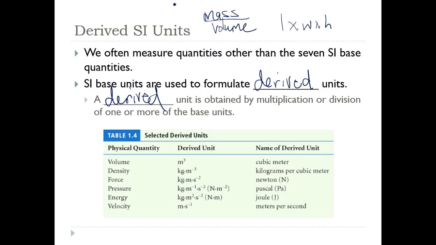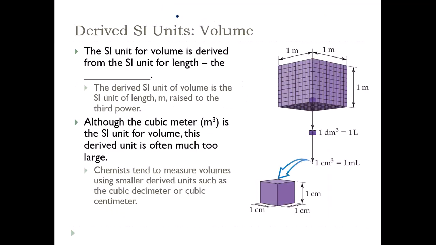So we take the SI unit of mass and the derived SI unit of volume, which we just discussed was the meter cubed, and so forth. So all of these are derived SI units. Using the base units, we can come to these other units, which we call derived units. So the SI unit for volume is derived from the SI unit for length, the meter.